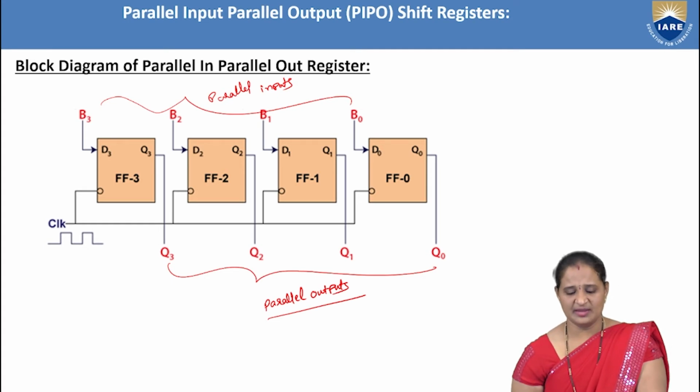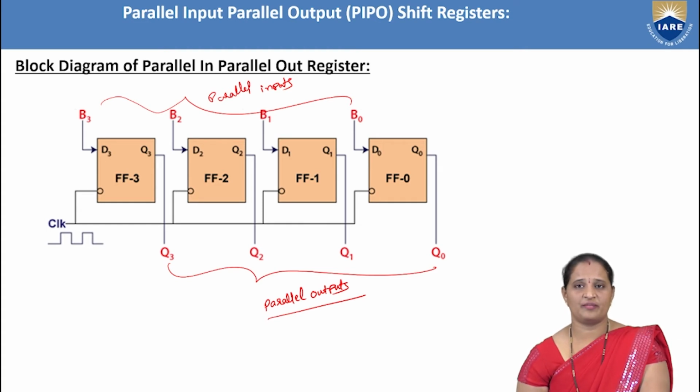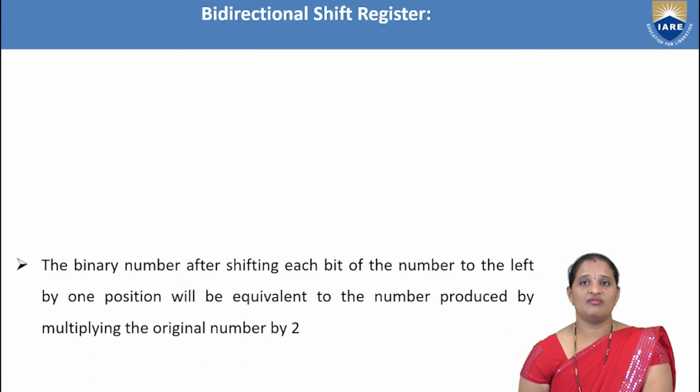So this is a simple structure: inputs all at a time and parallel outputs. This is a faster mode of operation, because within a clock pulse we can even load the data and we can even read the data from the register, in one clock pulse. So this is faster.